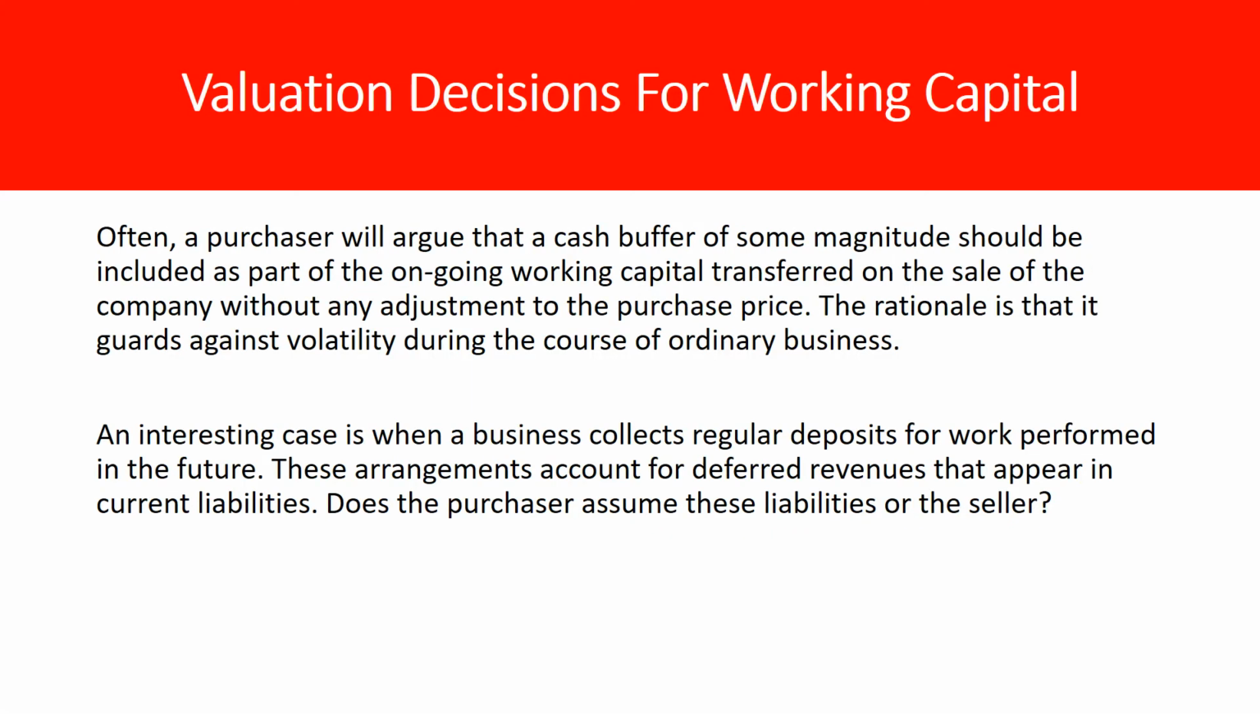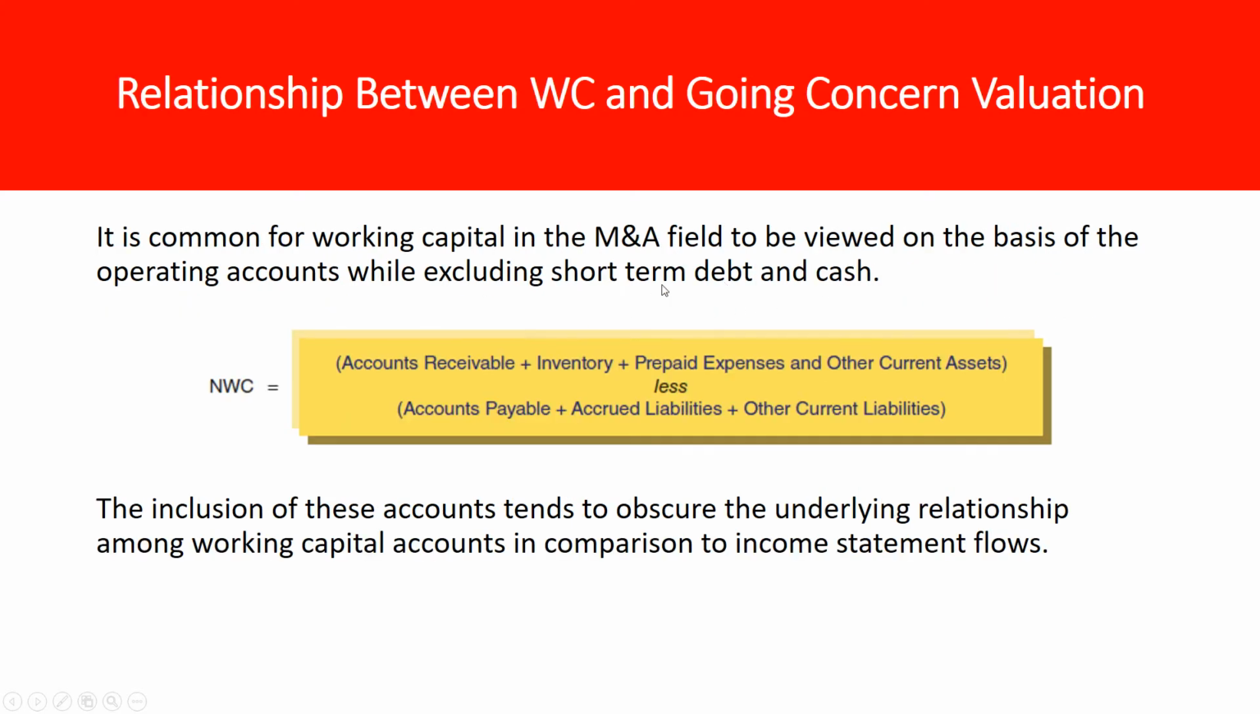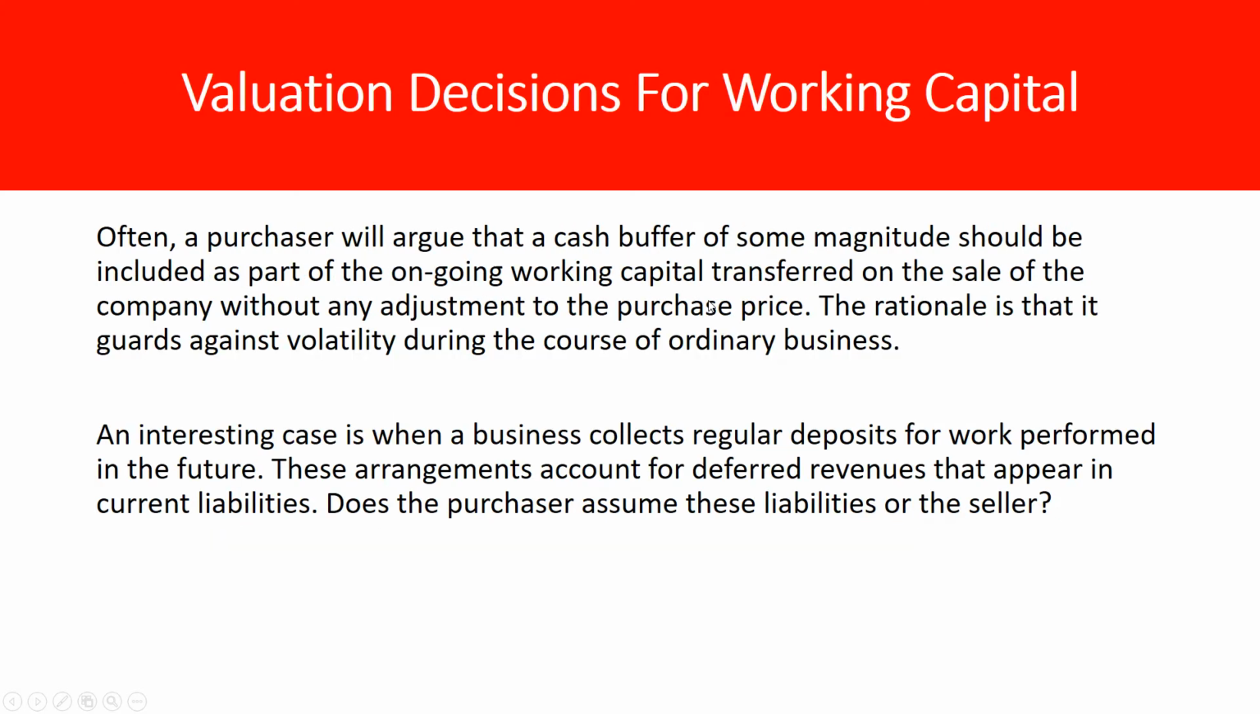So, often a purchaser will argue that a cash buffer of some magnitude should be included as part of the ongoing working capital transferred on the sale of the company without any adjustment to the purchase price. So when I say we can exclude short-term debt and cash, that's not a hard rule. In certain situations, the buyer may say, hey, you know what? We should hold some of that cash. That cash shouldn't be used to pay down debt quickly and essentially we inject future cash. We're buying some of that cash in order to run the business, and we're not going to really account for that cash in the valuation because that respective cash is part of ongoing operations which we are acquiring.